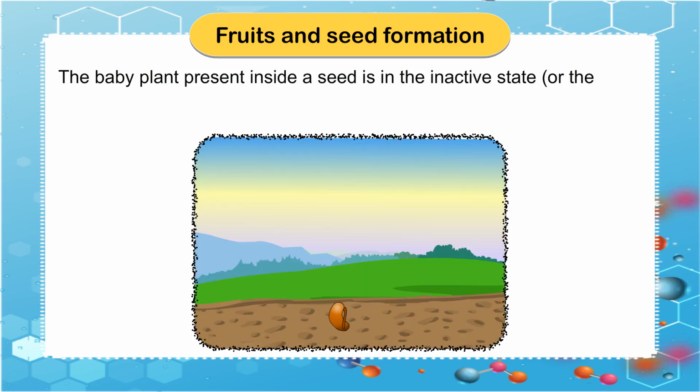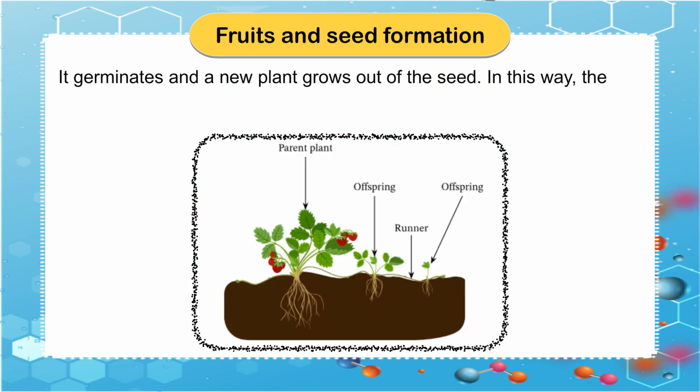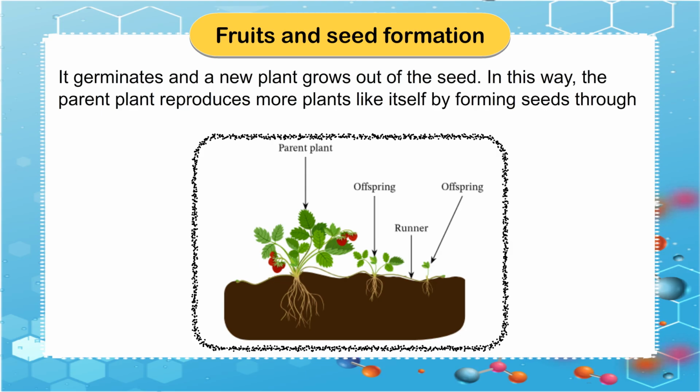The baby plant present inside a seed is in the inactive state, or the dormant state. When the seed gets suitable conditions such as water, air and warmth, etc., it germinates and a new plant grows out of the seed. In this way, the parent plant reproduces more plants like itself by forming seeds through flowers.